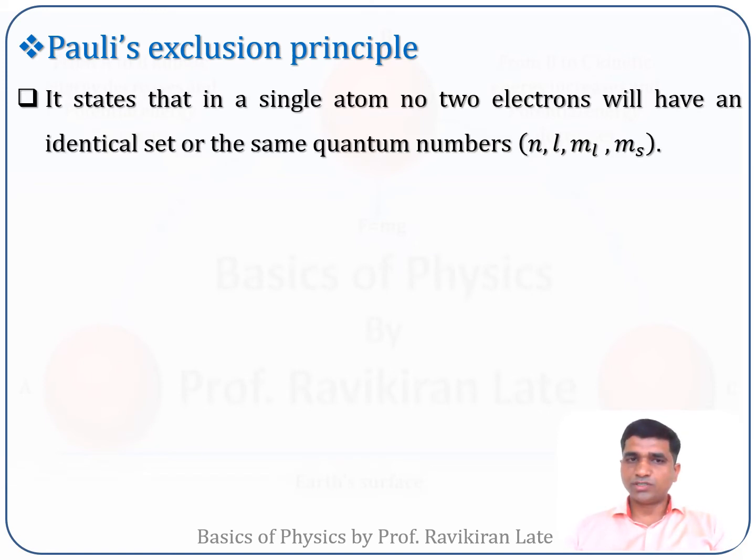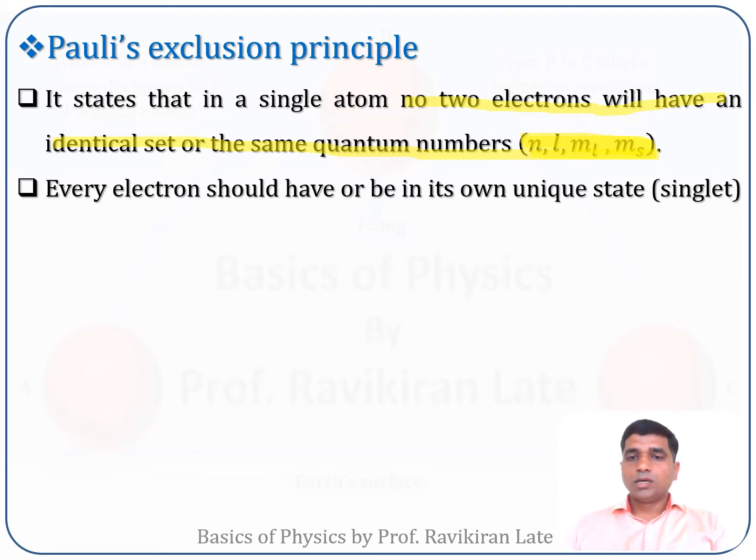What is Pauli's exclusion principle? It tells us that no two electrons in an atom will have the same set of quantum numbers. It means if you consider any two electrons, they will not have all four quantum numbers the same. At least one quantum number has to be different. They may have the same n, l, ml values, but yes, ms has to be different. So that you have to remember.